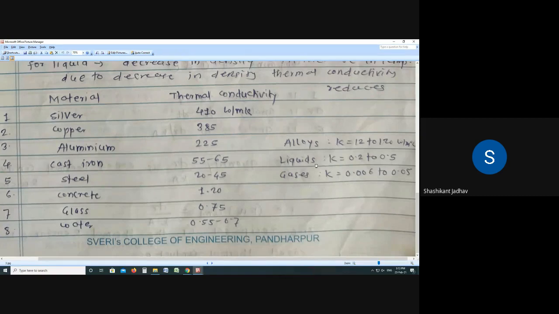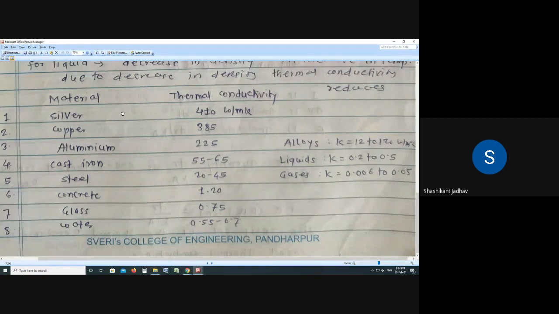Then what about the liquids? Thermal conductivity is 0.2 to 0.5. So from this value, we also understood the thermal conductivity is more for the solids as compared to the liquids and gases. So for the liquid, what is the value? K is equal to 0.2 to 0.5, and for the gases, K is equal to 0.006 to 0.05. So these are the different values of the thermal conductivities.